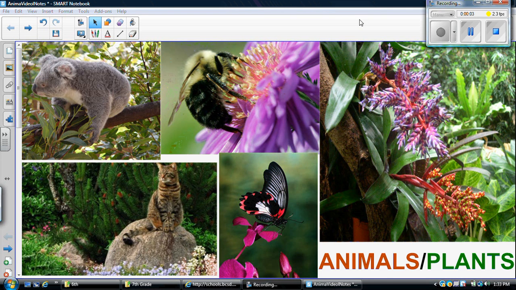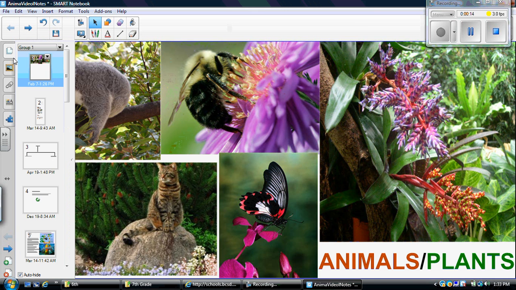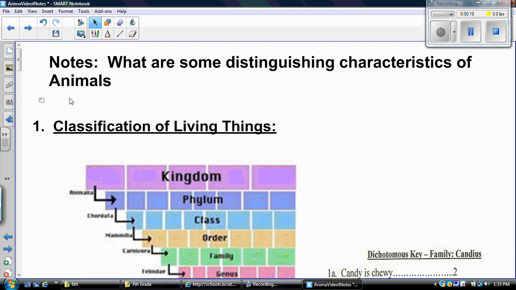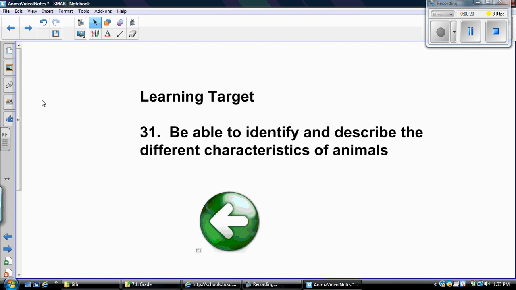Okay, this unit is going to be talking about how we classify animals and plants. Okay, so we are on Learning Target 31. You should be able to identify and describe the different characteristics of animals.